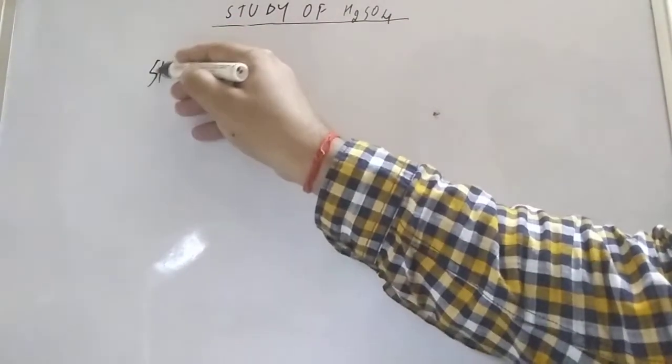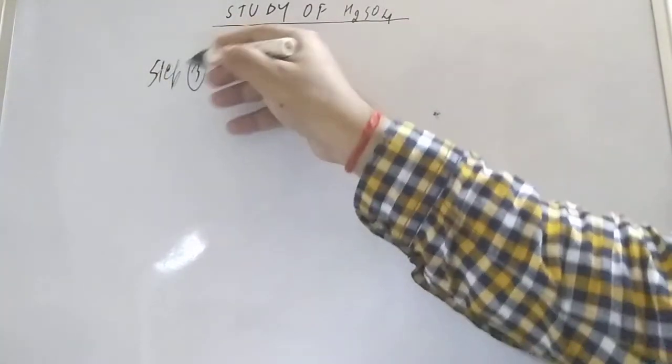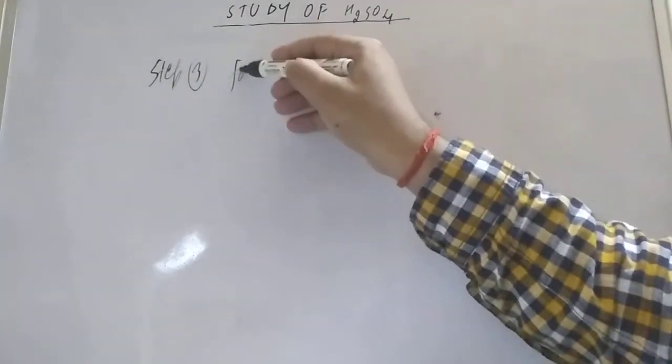So when you are treating this SO3 with the sulfuric acid, we will be able to get the oleum. So step number three, here I am writing step number three. What is there already? We got the formed SO3.